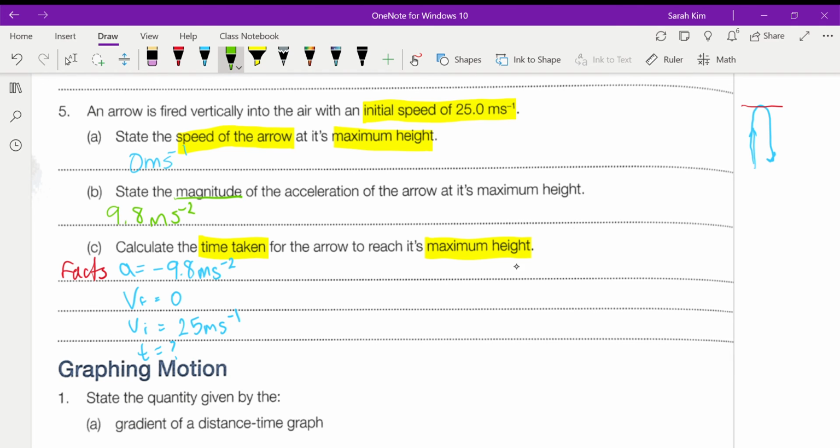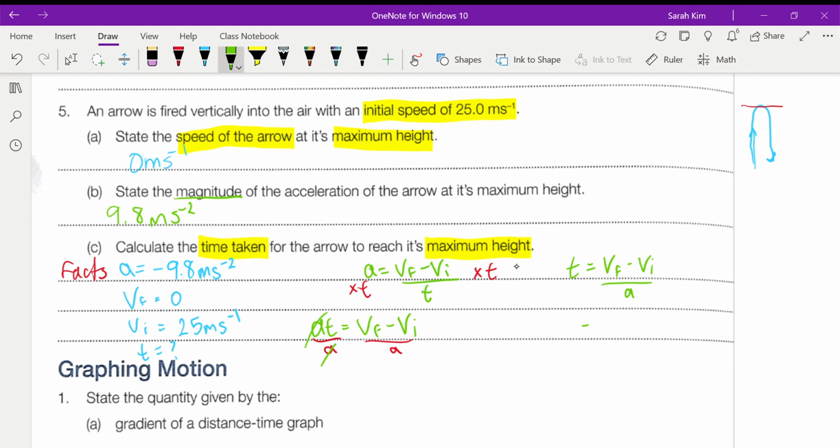So let's write the equation. A is Vf take Vi over t. Right, so we want t by itself, so I'm going to times this by t to move it to the other side. So I get At equals Vf take Vi, and what I can do now is divide this one by A to get rid of it. So these ones cancel, I get t equals Vf take Vi over A.